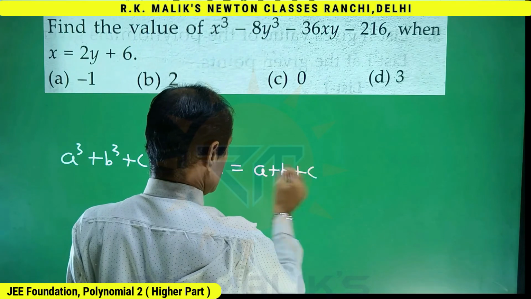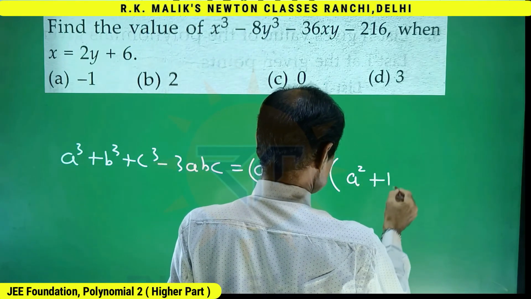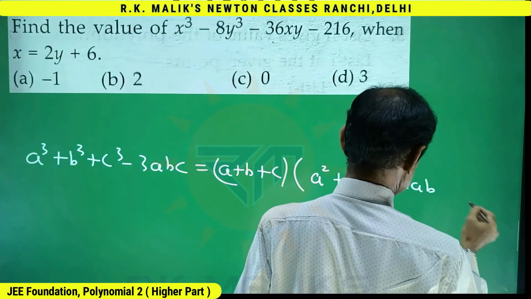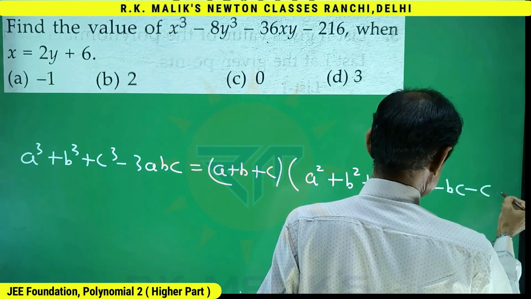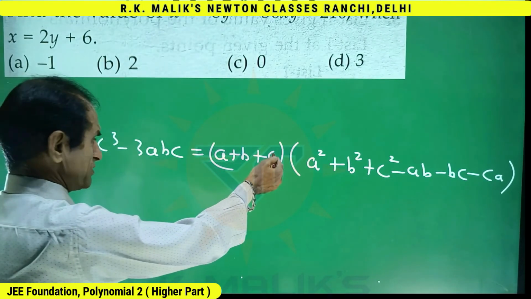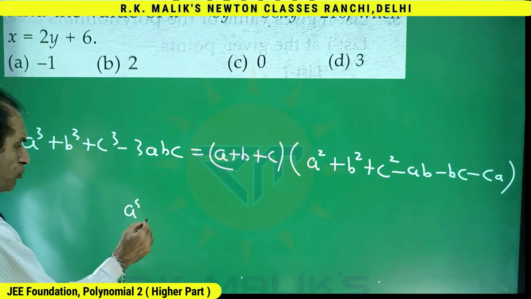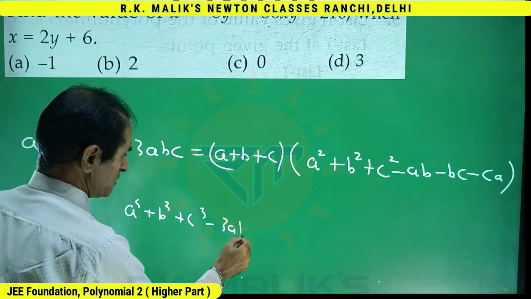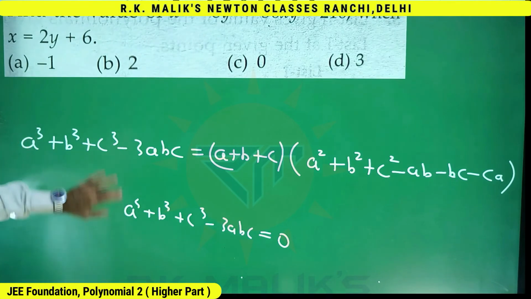a plus b plus c into a square plus b square plus c square minus ab minus bc minus ca. And in case a plus b plus c is 0, then the value of this, that is a cube plus b cube plus c cube minus 3abc, becomes 0 if a plus b plus c is 0.